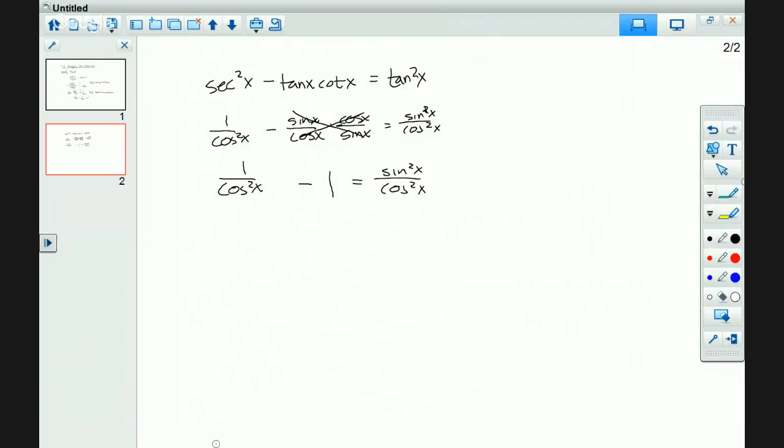Do you have any ideas what we might try next? Times what? That would make it really nasty. It is a thought. But remember, we solved a rational function in the warm-up. What did we do? Multiplied by the denominator? So that's an option. So let's try it.